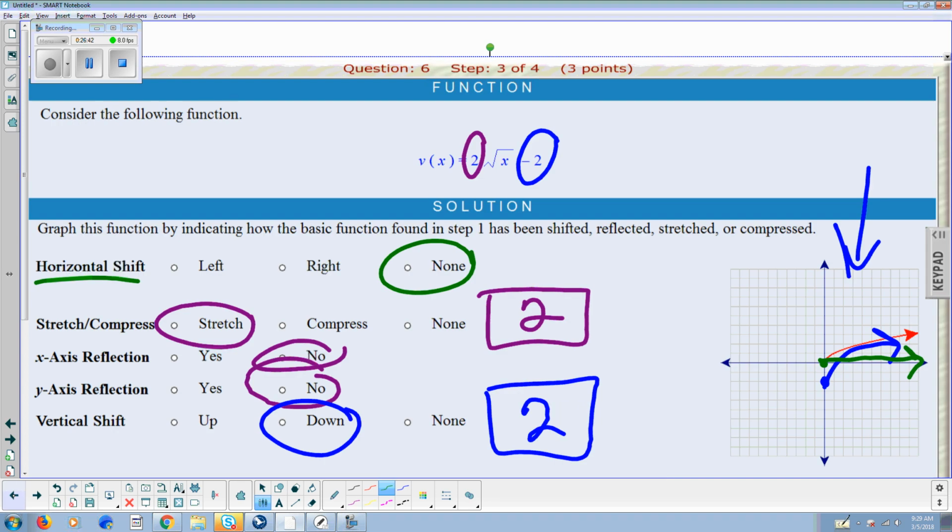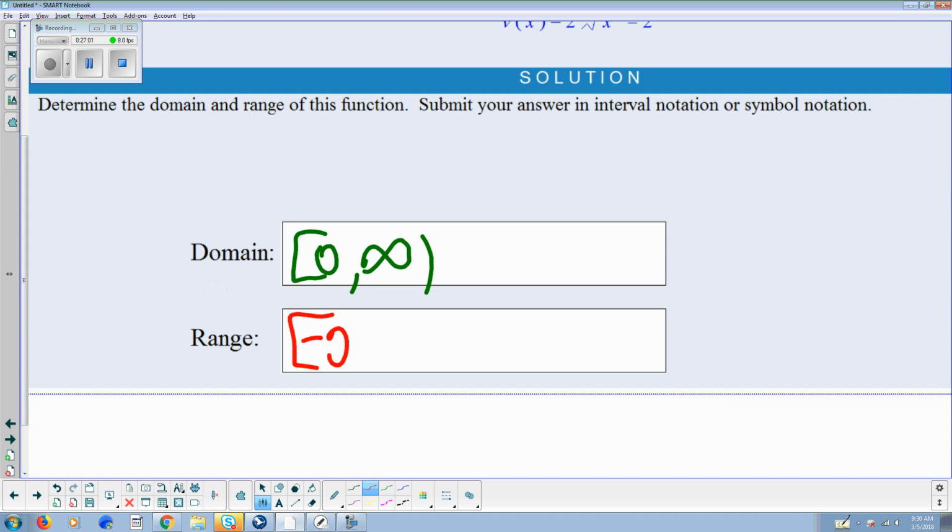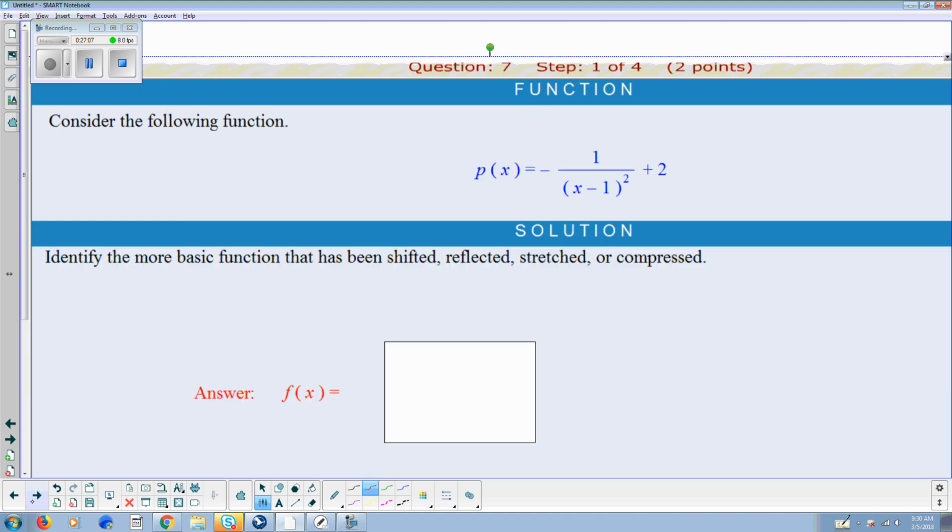Okay, what about the range? If I were to smash the blue graph flat to the y-axis, it would start here and it would go up forever. So what y-coordinates are included? From where to where? From -2 to positive infinity. So the range is from -2 to infinity. Make sense? All right, moving along.